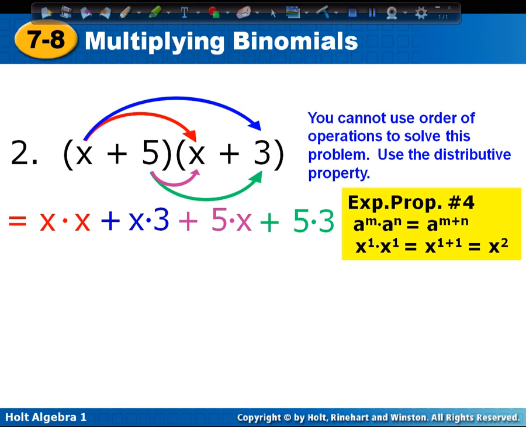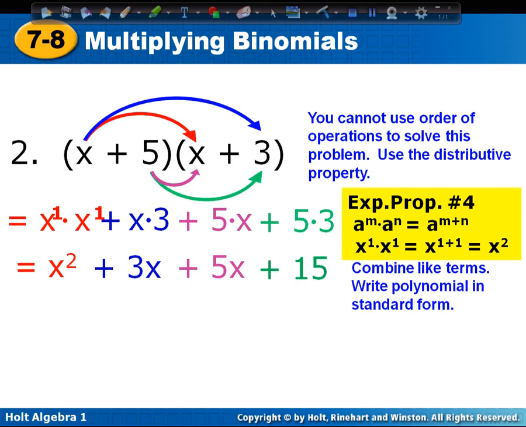We're going to go through and multiply, so we're going to say x times x is x squared, and we're showing you that that is actually using the exponent property number 4 that says if we have the same base, we add the exponents. Here we have an exponent of 1 in both places, so that turns into 1 plus 1, which is x squared, or x to the second power. Then x times 3 is 3x. 5 times x is 5x, and 5 times 3 is 15. So we have x squared plus 3x plus 5x plus 15.